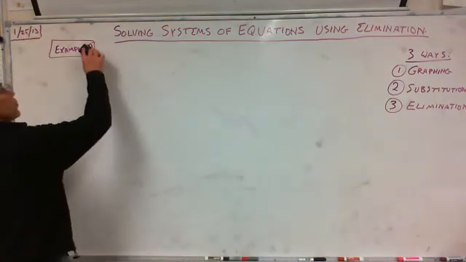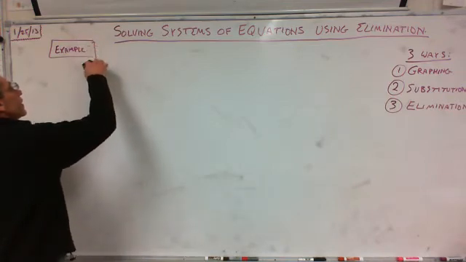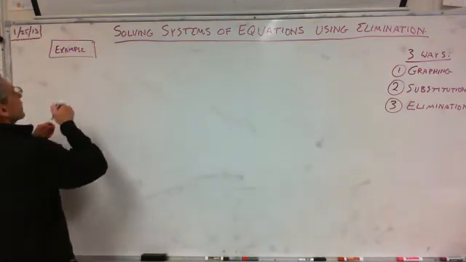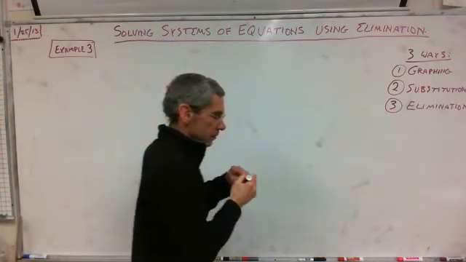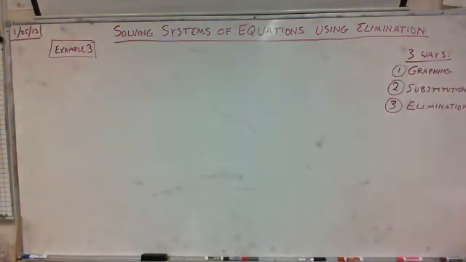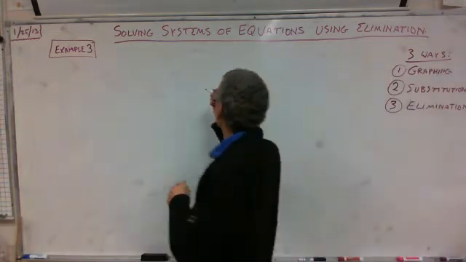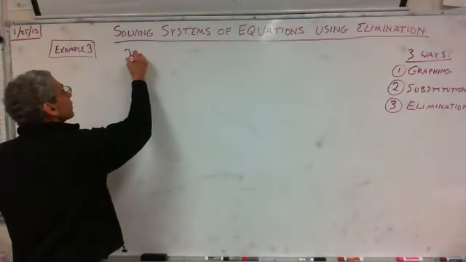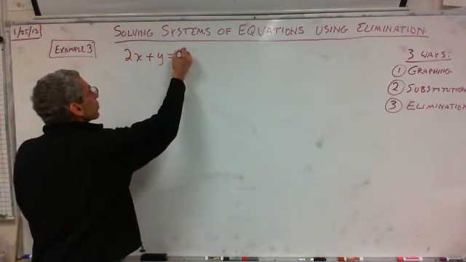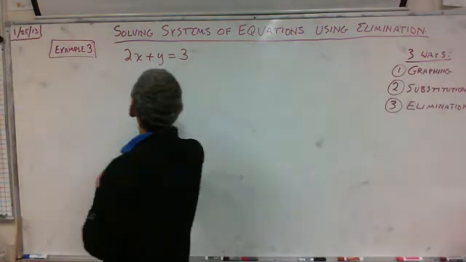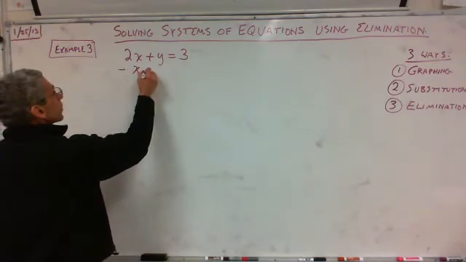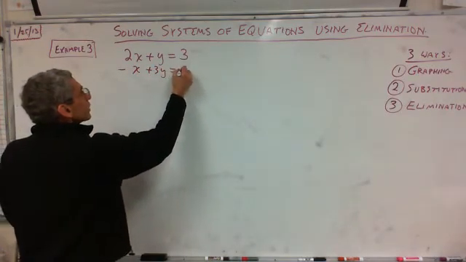All right, now we're going to go to example 3. This one's going to be slightly harder, okay? So 2x plus y equals 3. And then the other equation is -x plus 3y equals -12.